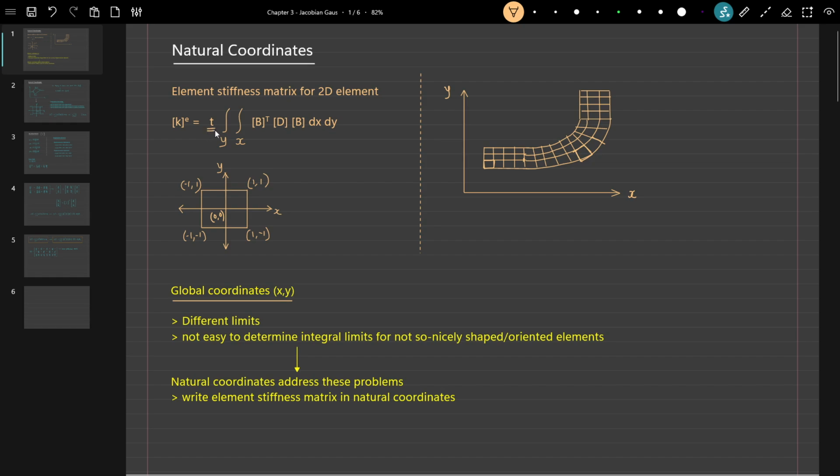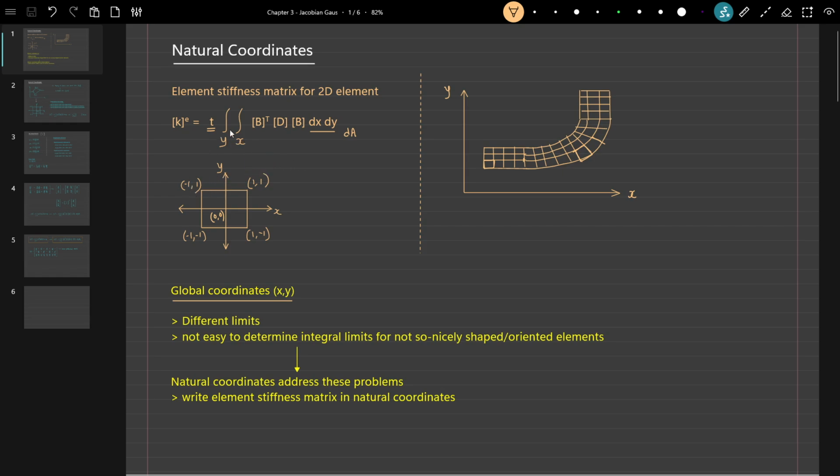where t is taken out, it is the element section property, thickness, and dx dy is our dA, and we have B, D, and B transpose D and B matrices. And to get the element stiffness matrix, we need to perform double integrations over the x and y limits.